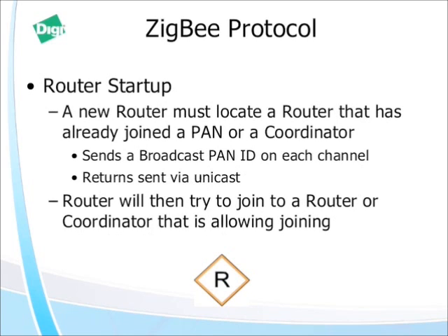After it does that, it's going to allow these little router nodes to join. And so a router, in an attempt to join a coordinator or other router, will sort of do the same thing. It'll scan all the channels that it can, and it will send out these beacon requests looking for a coordinator or a router that's already established on that PAN, and then it will begin the join sequence.